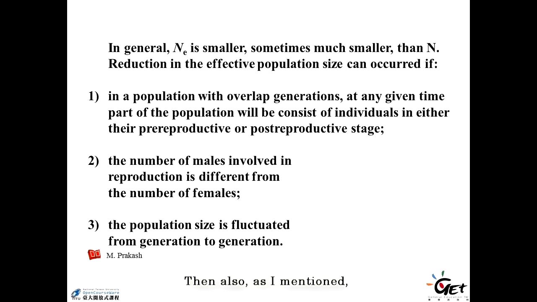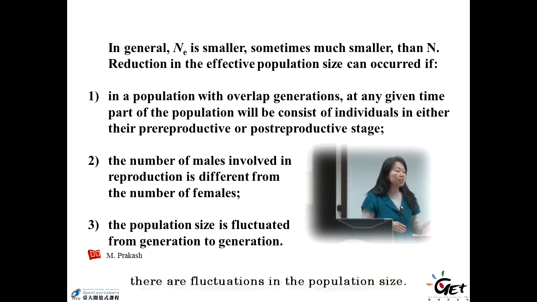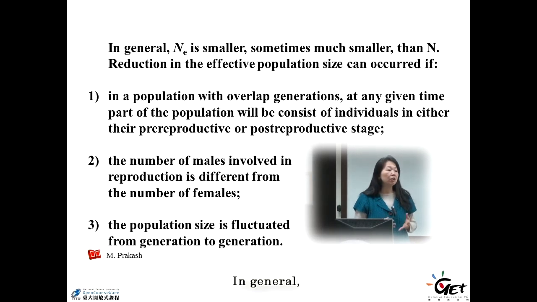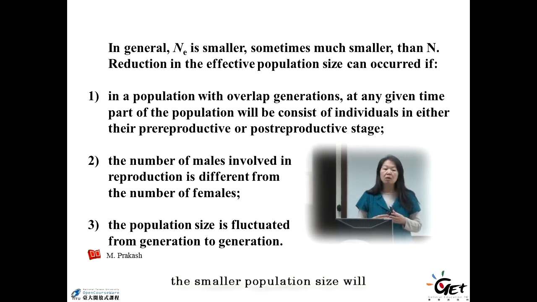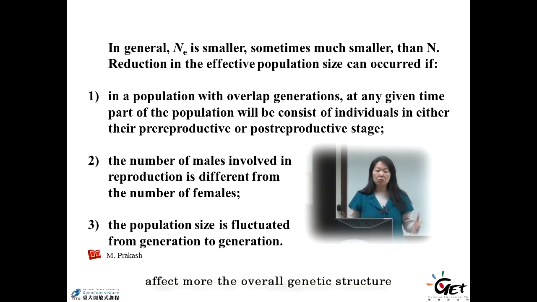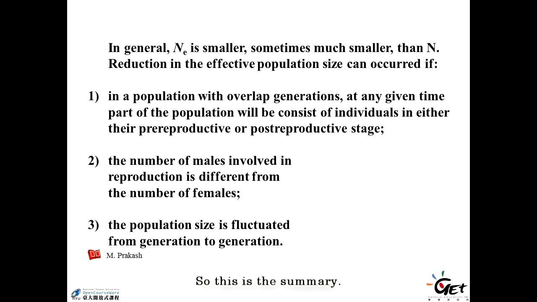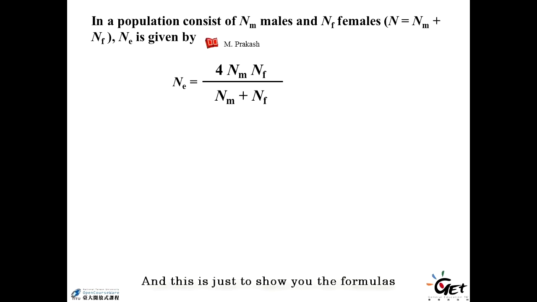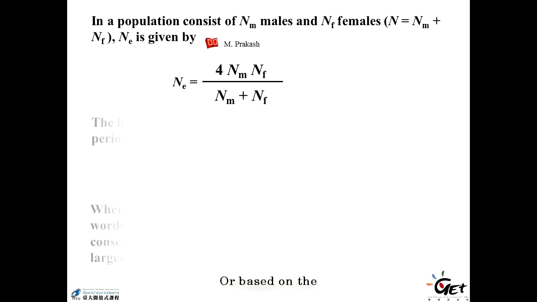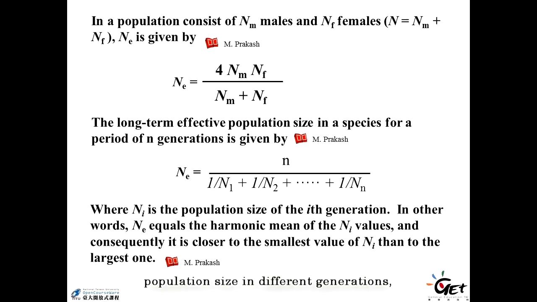Then also, as I mentioned, there are fluctuations in the population size. And in general, the smaller population size will affect the overall genetic structure of the population more. So this is the summary. And this is just to show you the formulas for how we recalculate or estimate the effective population size based on sex ratio, that's the formula on the top, or based on the population size in different generations, that's at the bottom.